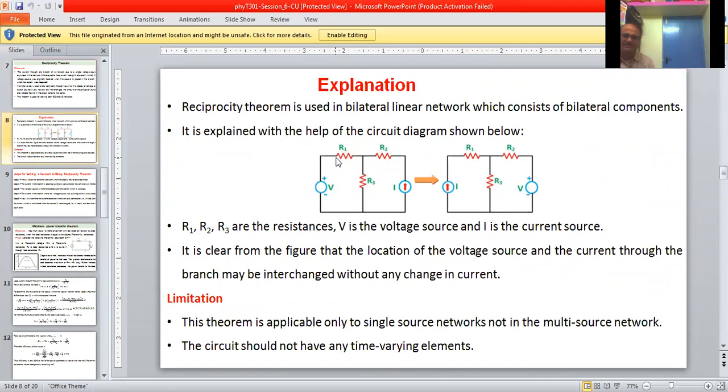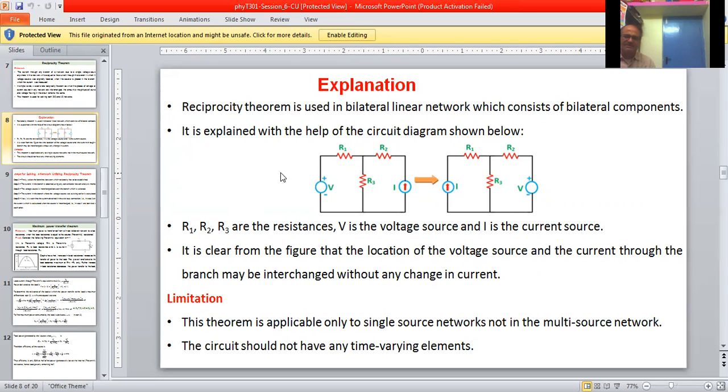Here we can explain this reciprocity theorem more clearly with the help of this diagram. The reciprocity theorem is used in a bilateral linear network, which consists of bilateral components. I explained that bilateral components means their values are not going to change if the direction of the current is changed. Such circuits are called bilateral linear networks. Linear means voltage and currents will be proportional in the devices. That kind of circuits are called linear networks.